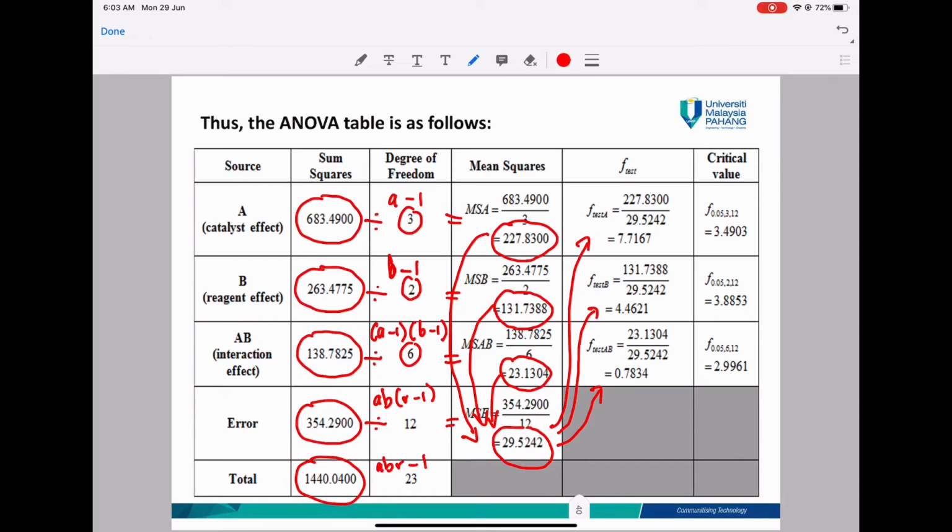For the critical value, I think you don't have much problem finding all the values for the F alpha from your statistical table. Make sure you find the correct value in your table. Now we finish with the ANOVA table, and then we can proceed to the analysis part.